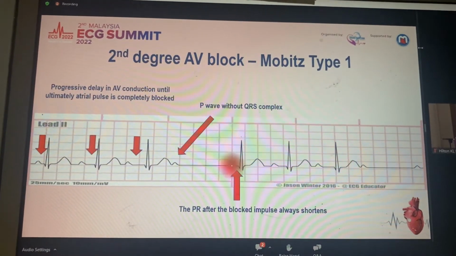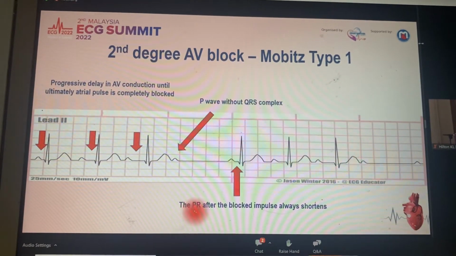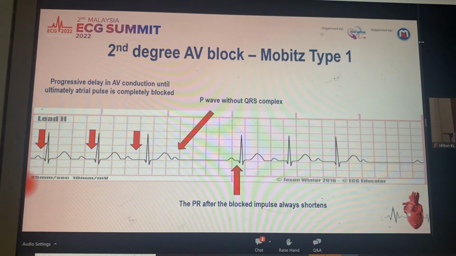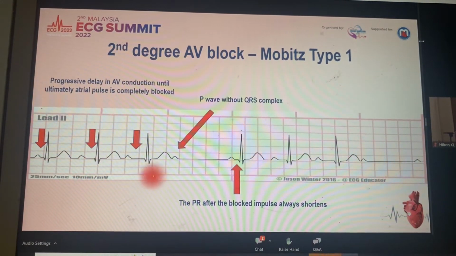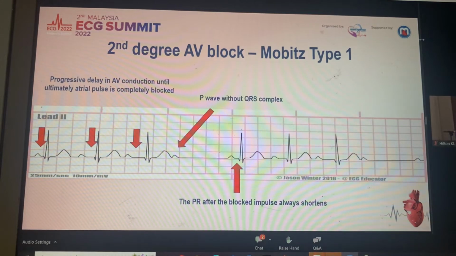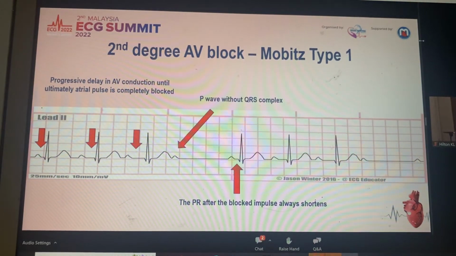And the PR interval after the blocked impulse always shortens. It's like a cycle again. So prolongation of the PR interval, dropped beat, and it starts the cycle again. This is what we call group beating or Wenckebach. This is the feature of Mobitz type 1.